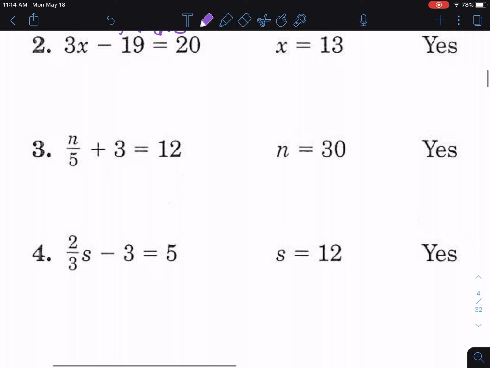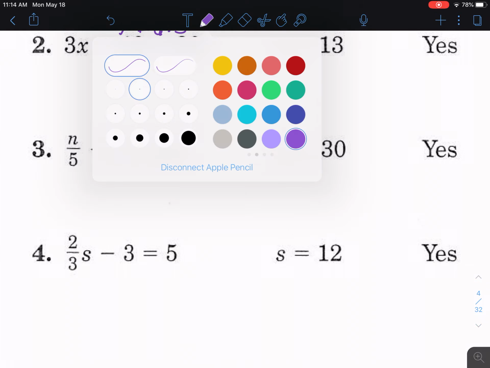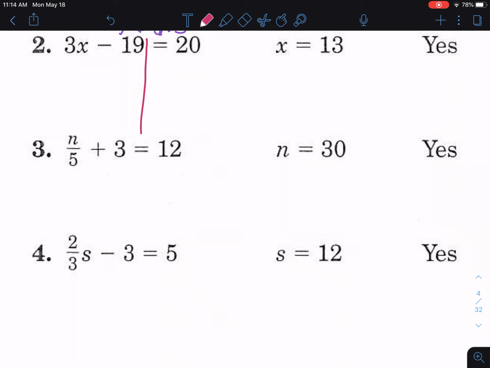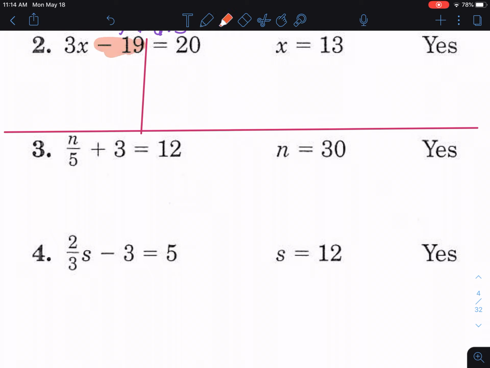Next one. We have 3x. I'm going to just draw this line here so we don't make a mess. Actually, I don't like it there. Let's draw it right here. There we go. 3x minus 19 equals 20. So we got to get rid of this minus 19 first. The way we get rid of that minus 19 is add 19 to both sides. Okay, so these x out. So now we have 3x equals, so 20 plus 19, plug that into your calculator and you should get 39.